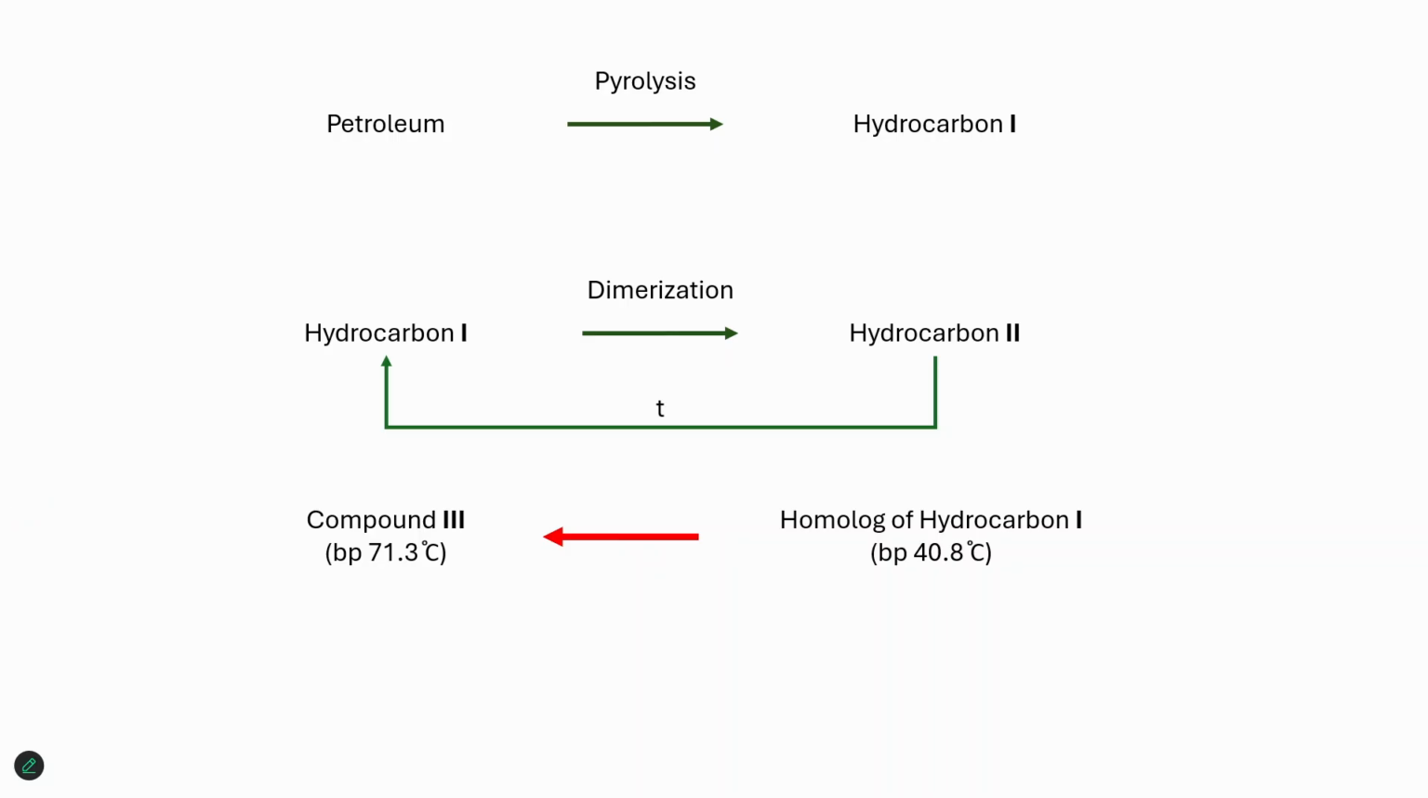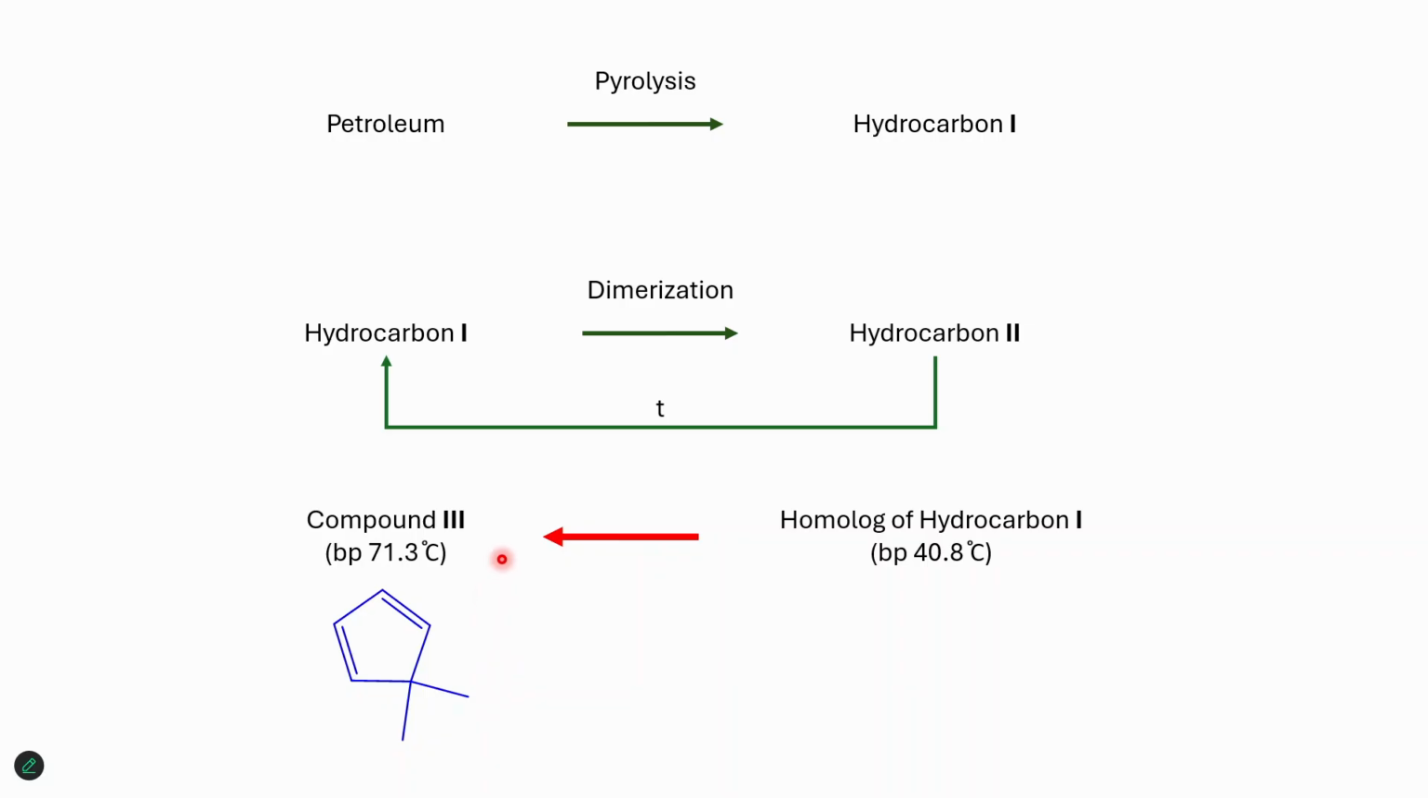Let's get started. So now we have a structure for compound 3, and if we number from here 1, 2, 3, 4, 5, it's 5,5-dimethylcyclopenta-1,3-diene. That's the IUPAC name for this compound.